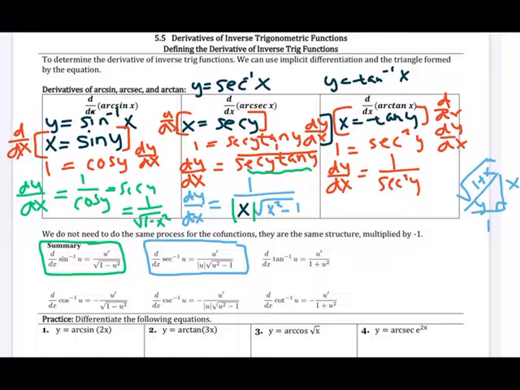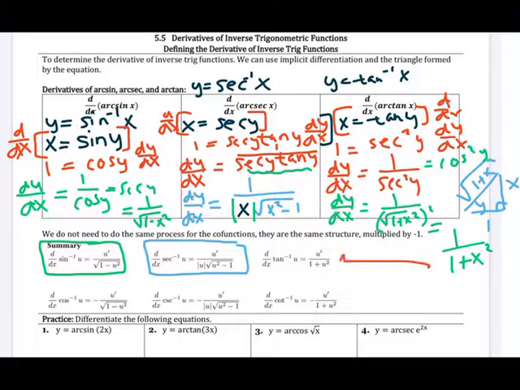So secant is hypotenuse over adjacent. Or we could say that secant squared is the same thing as 1 over cosine squared of y, and cosine is adjacent over hypotenuse. So dy dx is going to be 1 over the square root of 1 plus x squared, quantity squared, which is going to give us 1 over 1 plus x squared. So that is going to come into play right here for tangent.